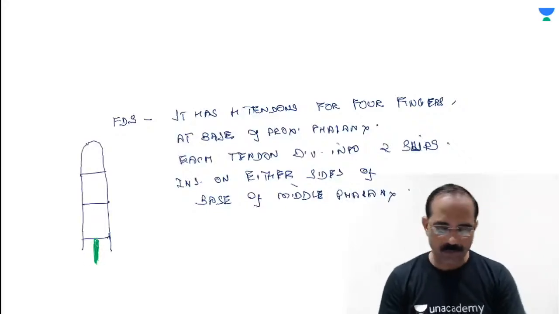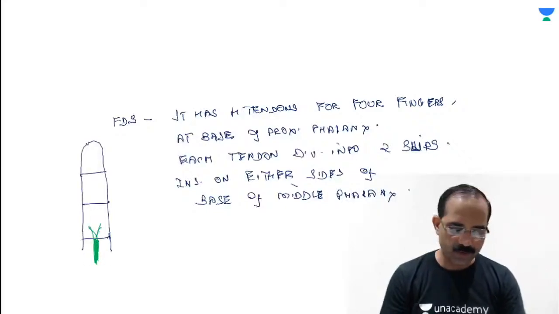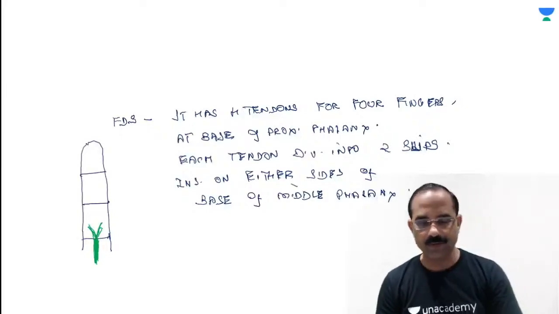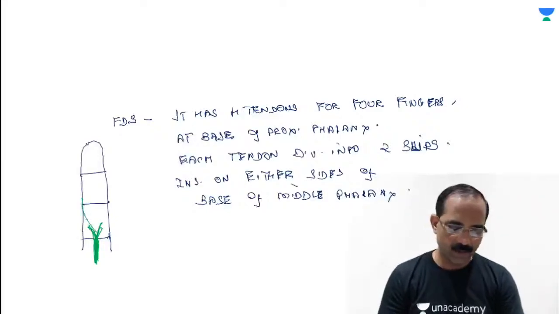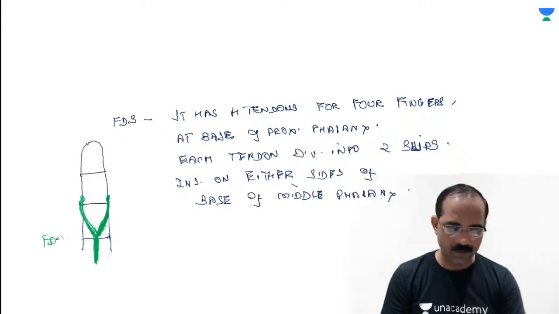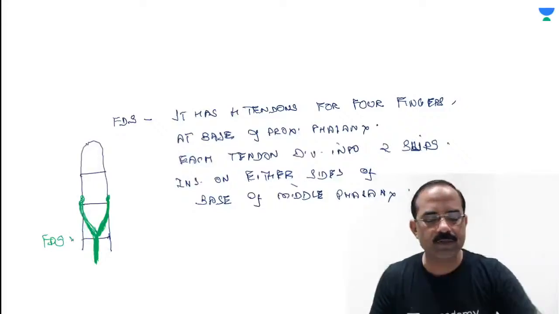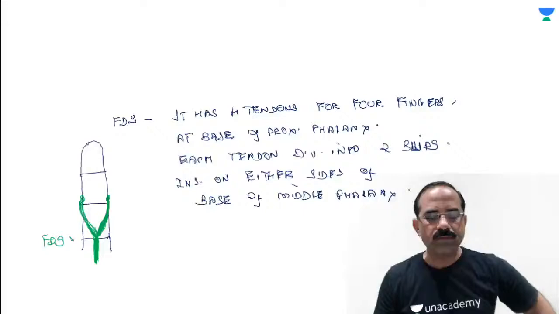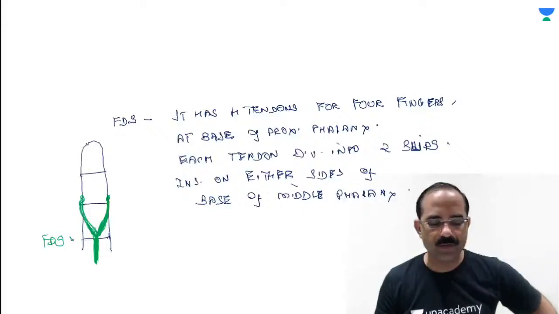Now at the base of proximal phalanx, it divides into 2 slips, and this is inserted on the base of middle phalanx here. So this is the Flexor Digitorum Superficialis. I hope this is clear to all of you. Very good.